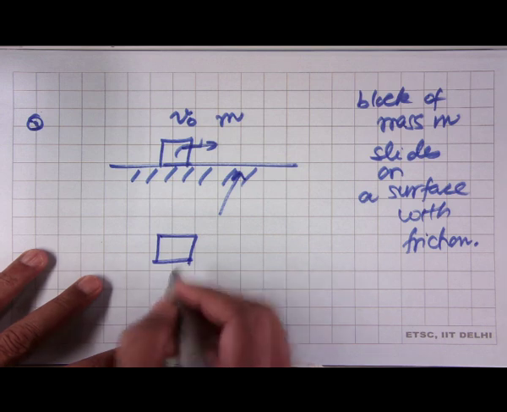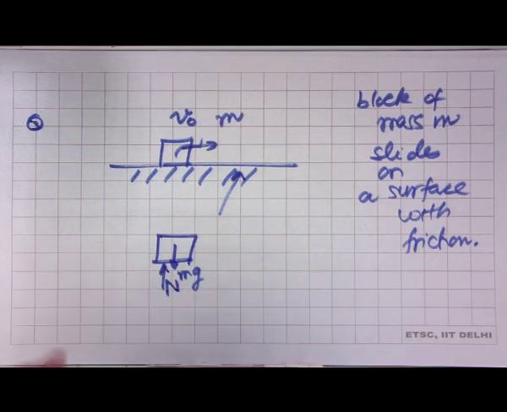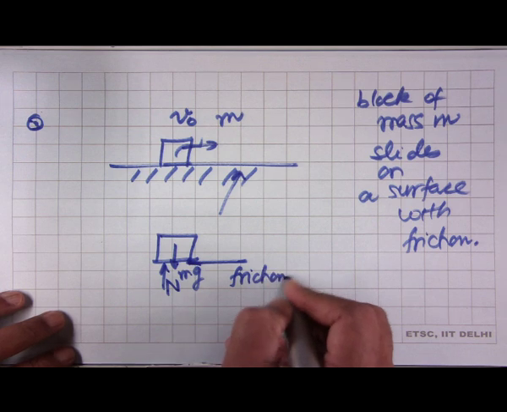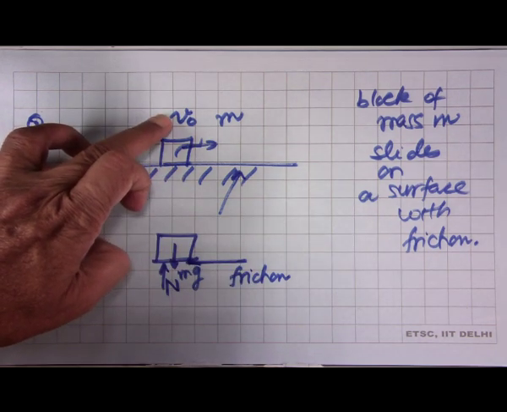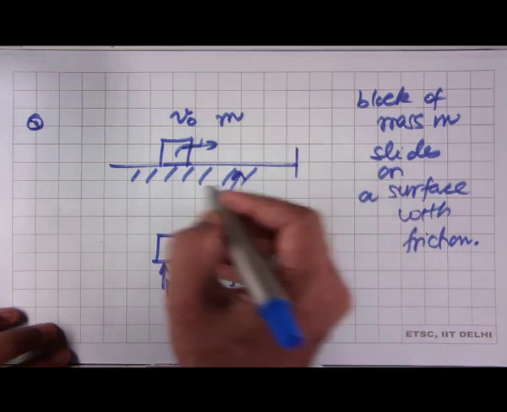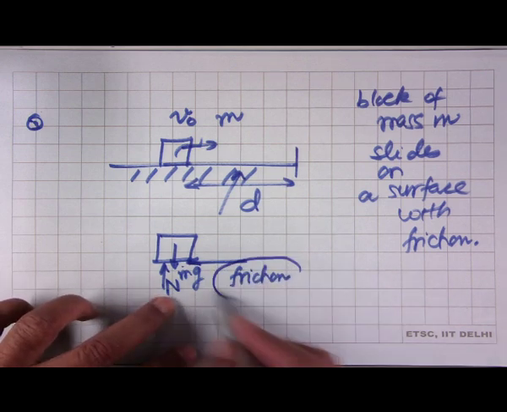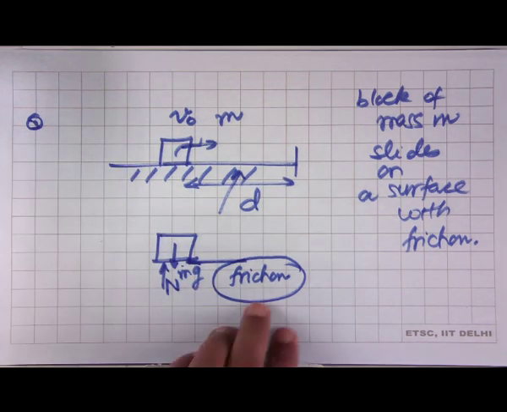Now, if the ground is not frictionless, there is a friction force. As the block moves, if you draw the free body diagram of the block, its weight acts downwards, the normal reaction acts upwards, and the force of friction tries to stop the block. Because of this force of friction, the velocity v0 will start going down, and eventually a stage will come when the block stops, let us say after moving a distance d, and it comes to rest.